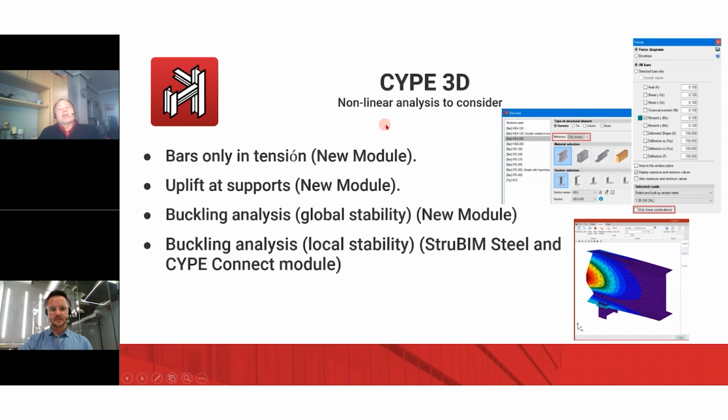Then, in 3D, I would like to mention something very important, which is the latest release. We are doing nonlinear analysis, and we have four new models. The first is bars working only in tension, as you mentioned about the San Andreas Cross, which works mostly in tension. Now we can do nonlinear analysis on that kind of bars perfectly well. Then we can work with uplift as support, and buckling analysis for global stability, and also buckling analysis for local stability. That goes for structural steel and SciConnect models.